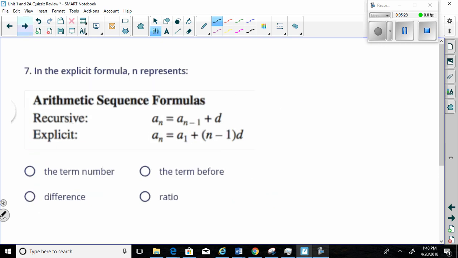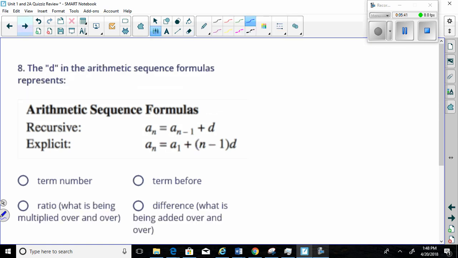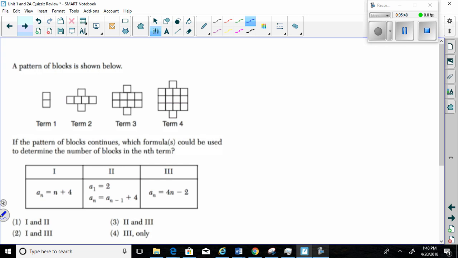Okay. Then this one, we talked about what does the n stand for? This right here? Term number. Okay. And then what does the d stand for? Difference. What's being added? Okay, so here's like it in action, right? And here's an example, and here's 4 different terms. So first of all, at term 1, how many blocks are there? 2. What about term 2? 6. This one? 10.